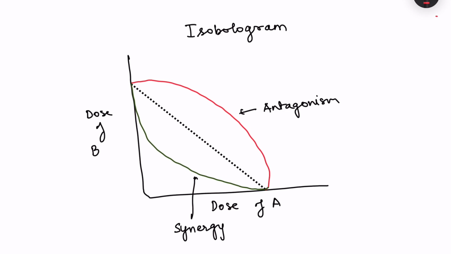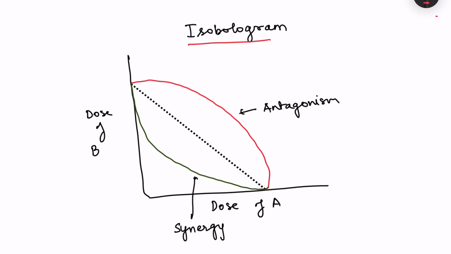Now finally, we will talk about something known as isobolograms. What is an isobologram? Isobologram is a graphical method to study interaction between two drugs that have effect on the same physiological phenomena. That means they are having similar pharmacological effect.